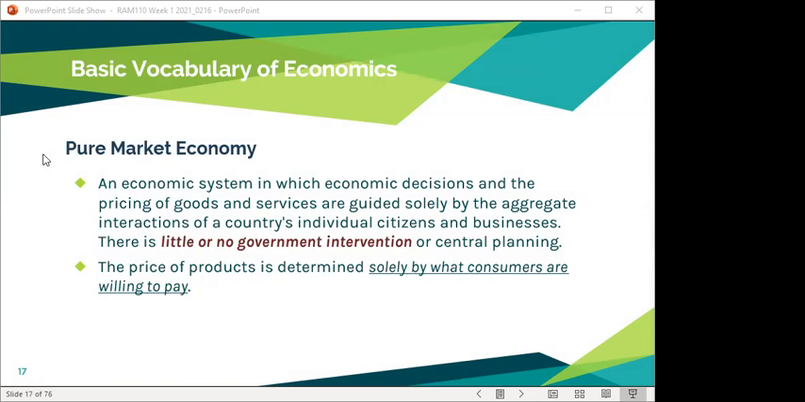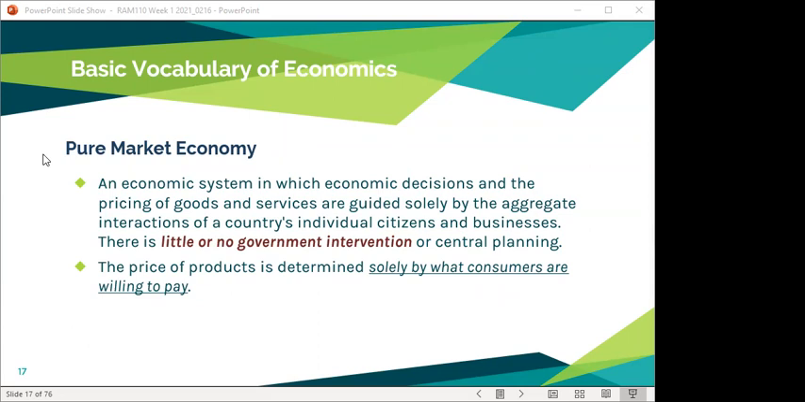So our basic vocabulary. So let's talk about what a pure market economy is. A pure market economy. It's an economic system in which the economic decisions, pricing of goods and services, are solely guided by the interactions of the country's individuals, citizens, and businesses. Meaning the people and the businesses make the economy. That means there's little or no government intervention.